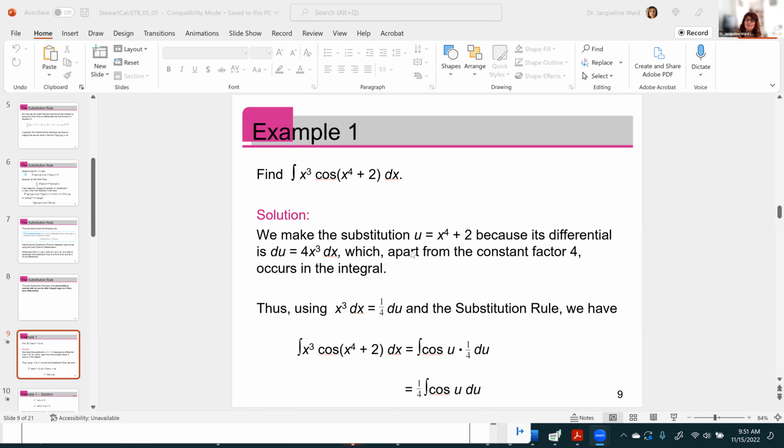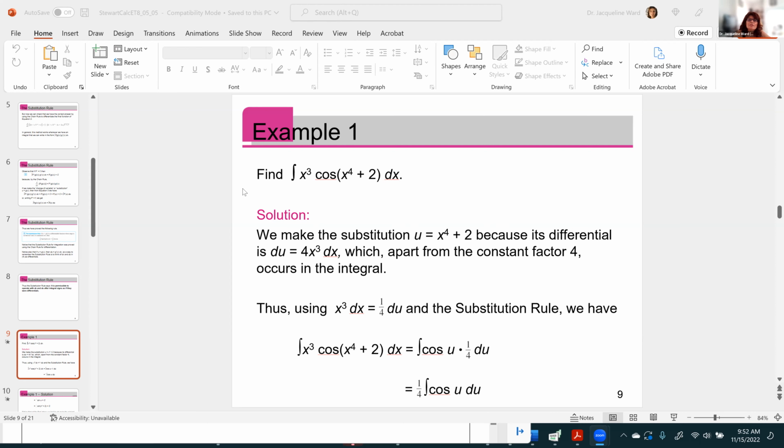And then its differential du is 4x cubed dx. Didn't we do this for differentials too? We did a substitution for differentials too. Yes. So you could say du/dx is 4x cubed, and then find the differential: du is 4x cubed dx. And so you're just missing the 4 in there.